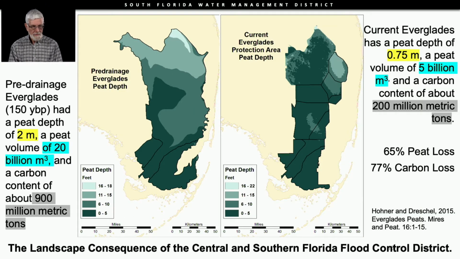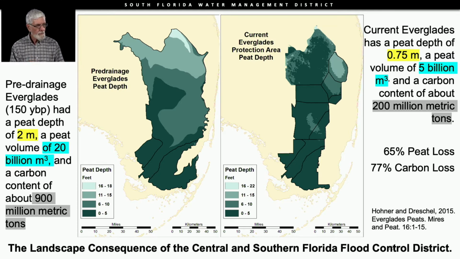But if we step back and look at the landscape scale consequences of this Central and Southern Florida Flood Control District and compare the image on the left to the image on the right, the first thing you see, of course, is that the extent of the Everglades is significantly reduced, but also the peat depths throughout the system are significantly less on the image on the right.